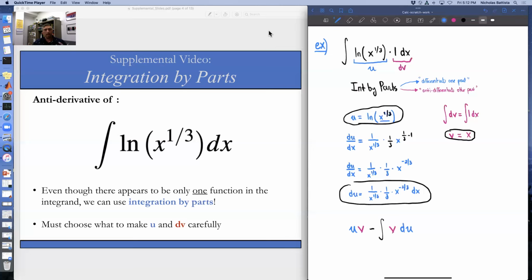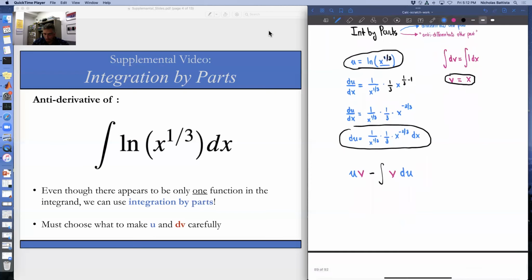So the next stage that we have for our integration by parts formula is really just plugging in everything we found. Everywhere there's a u in our formula, we plug in a ln of x to the 1/3. Everywhere there's a v, we plug in x. Everywhere there's a du, we plug in that complicated looking derivative. So let's go ahead and plug that stuff in.